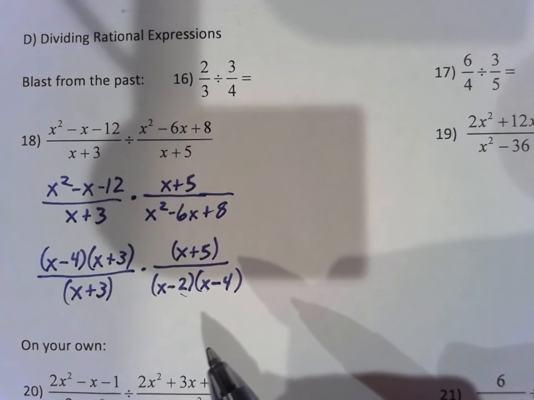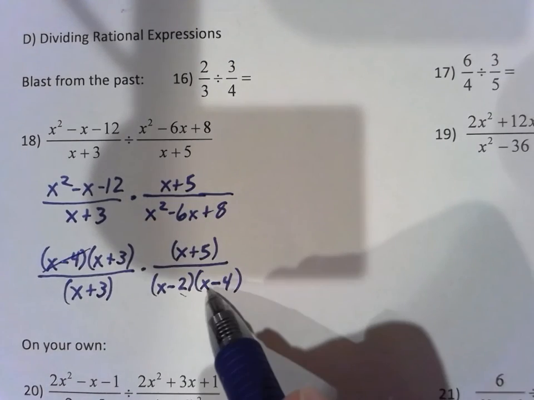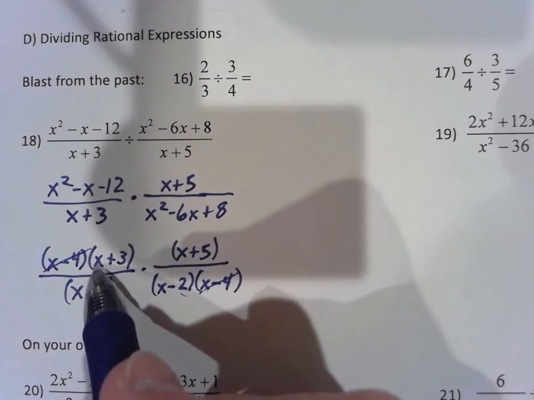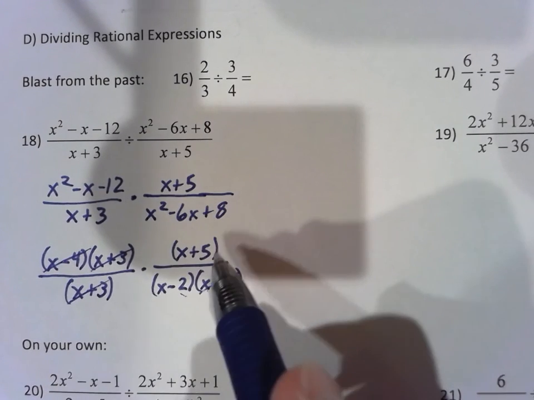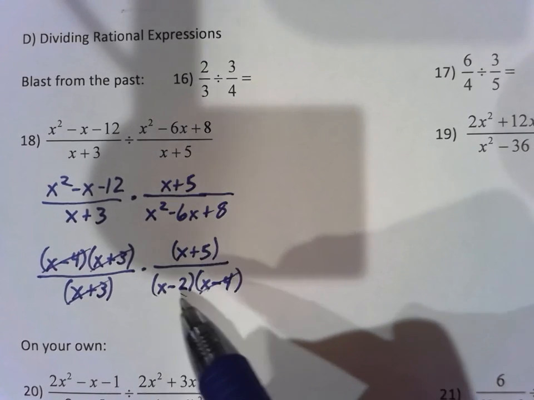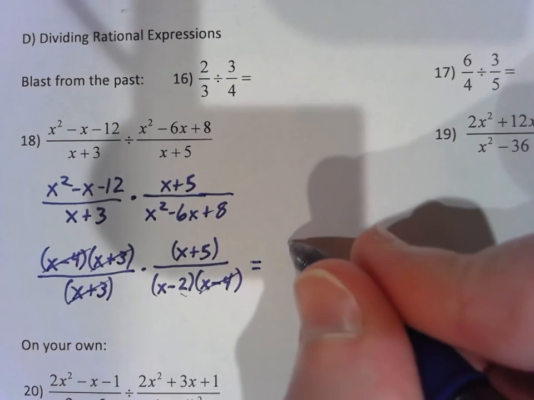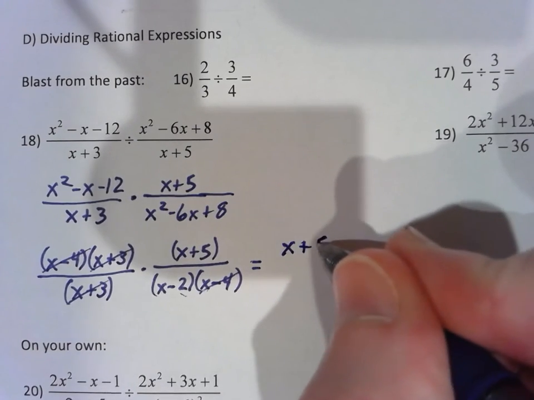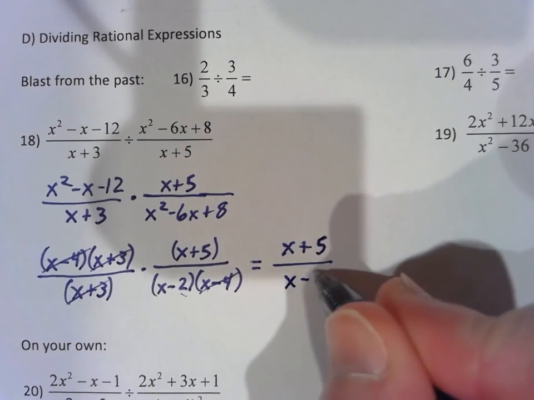Now I look for factors on top and on bottom. X minus 4 crosses out x minus 4. X plus 3 crosses out x plus 3. X plus 5, there aren't any. So the simplified form, the only thing left on top is x plus 5. The only thing left on bottom is x minus 2.